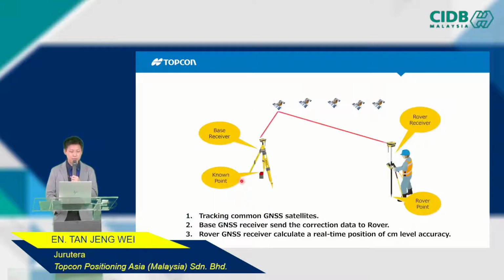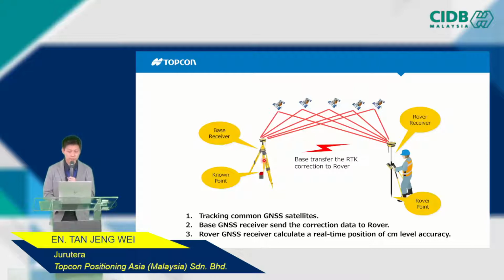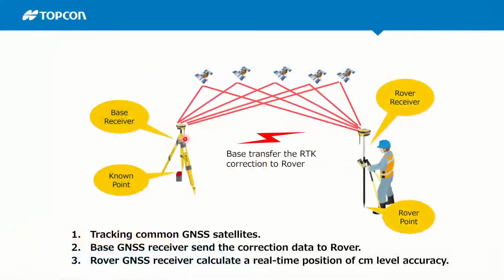So this is the method of how we use GNSS to do the survey at the site. Basically, we have one base receiver, which stands on a known point, and then the surveyor will control the rover receiver, and they will go and pick up the as-built data by using the common satellite.